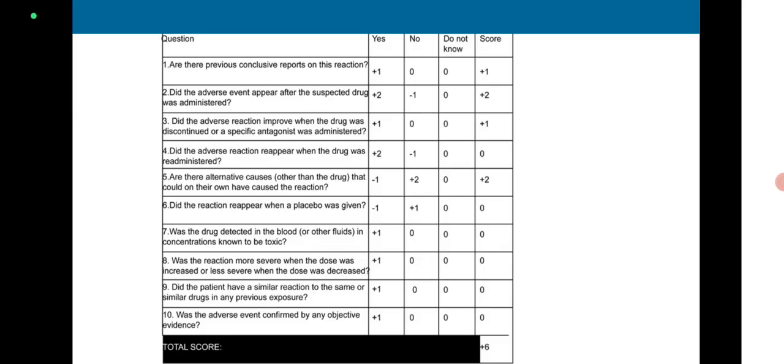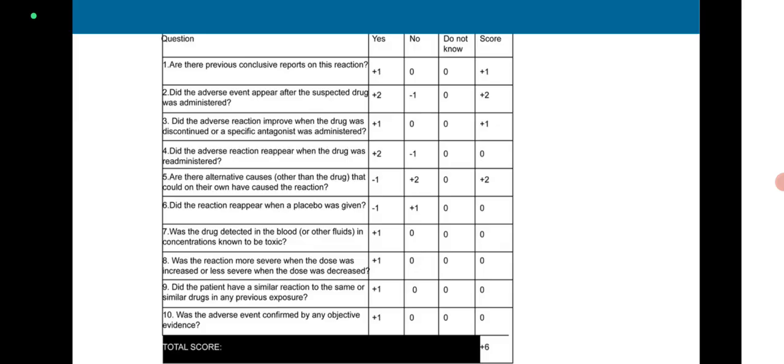Fourth question: did the adverse drug reaction reappear when the drug was re-administered? If yes, we give +2 marks. If no, we give -1 mark, and if we do not know the answer, we put 0.